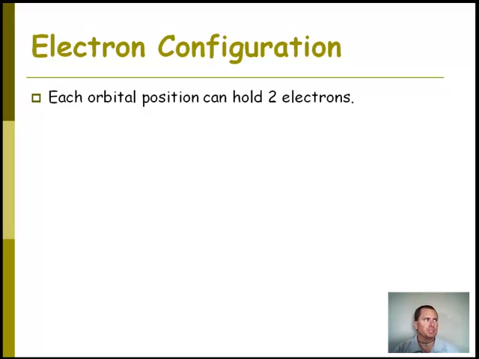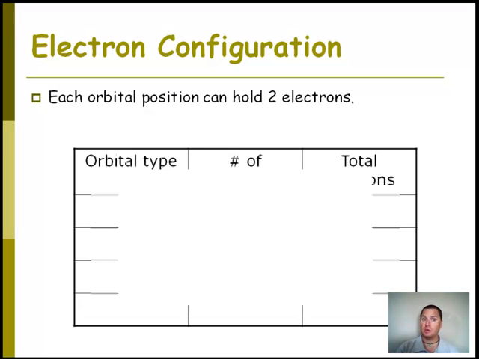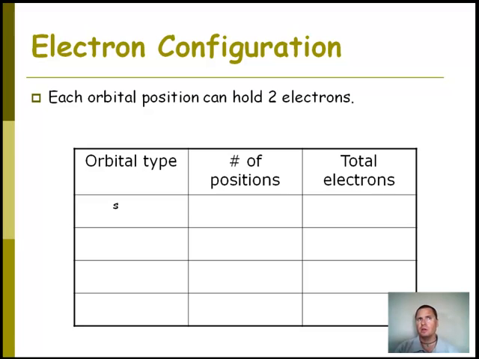Each orbital position can hold 2 electrons. So S, it's a sphere. No matter how you turn it, it's basically the same thing. So it only holds 1 position for a total of 2 electrons. P, which is our dumbbell, remember, can actually be oriented 3 ways on the X, Y, and Z. So it has 3 positions. Each position can hold 2 electrons, so a total of 6 electrons in P. D, our iron cross, has 5 different positions it can occupy to hold a total of 10 electrons. And then finally, F has a total of 7 positions for a total of 14 electrons.